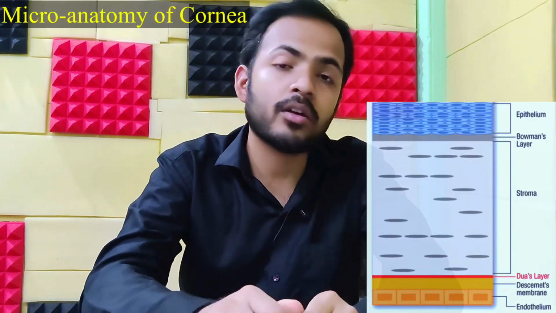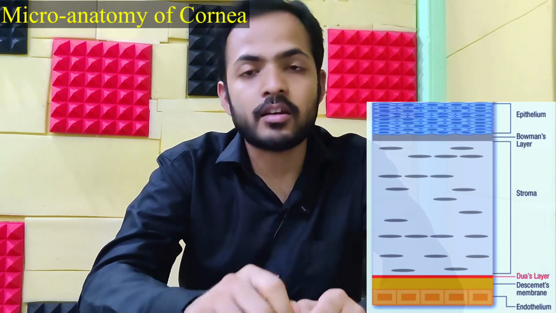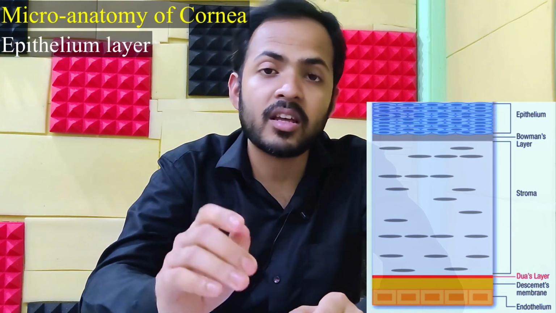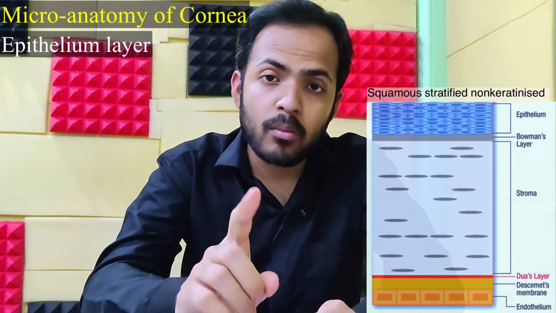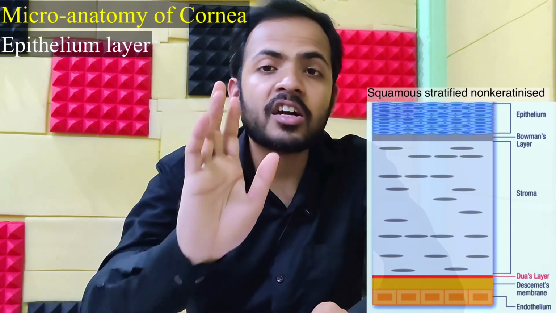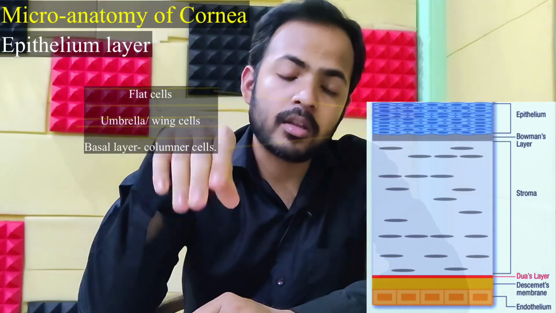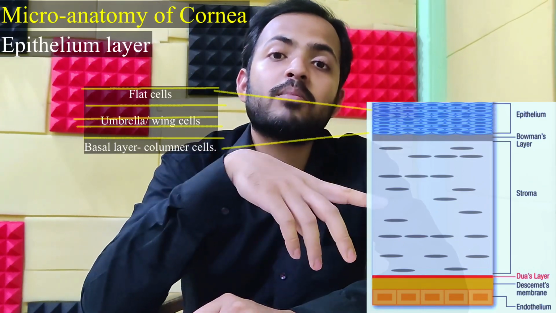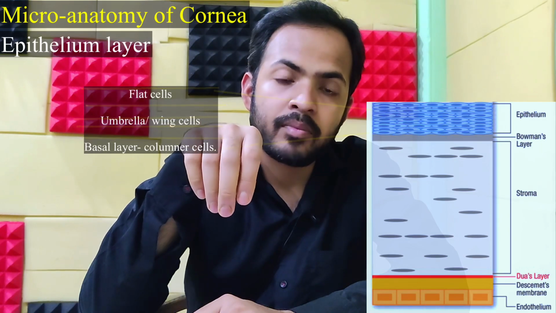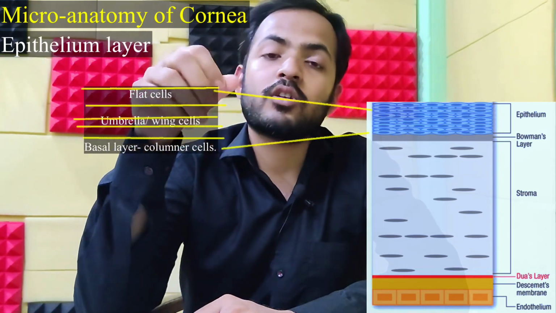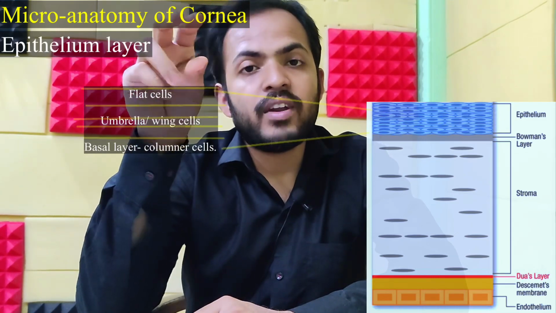Now the microanatomy or the microscopy of this cornea. It has 6 layers. First of all, the epithelium or epithelial layer. You're going to find that it is made of squamous, stratified, non-keratinized epithelium. Now it has 5 to 6 layers of epithelium. In the lowermost layer you're going to find the basal cell layer, which has columnar cells. Then above, 2 to 3 layers of umbrella cells. And in the uppermost 2 layers you're going to find flat cells.